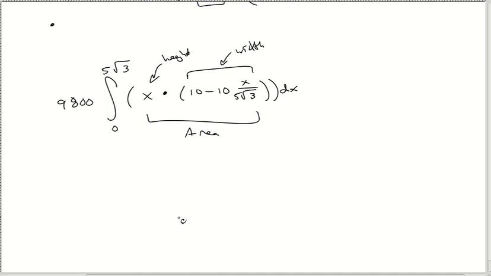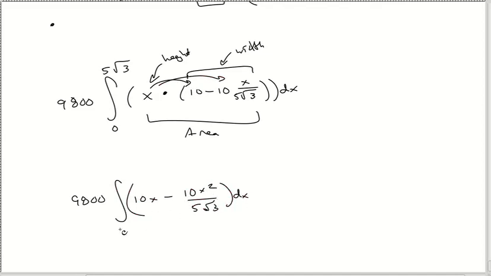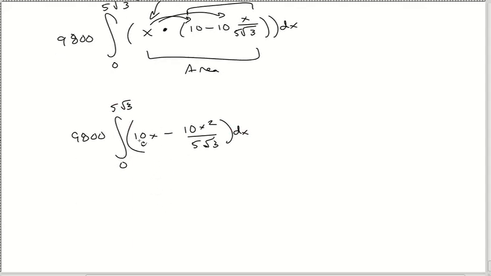Yeah, we're done, but we have to go and solve it now. Thankfully, this is not as hard. I'm going to distribute my x. And so we get 10x minus 10x squared over 5 square root 3 dx. And this is a pretty simple integral here. Add 1 to the power, divide by the new power. Same thing on this side. I'm not going to go into this one for time's sake. You get an answer of 1,225,000 newtons.